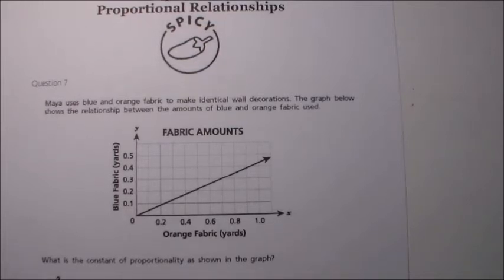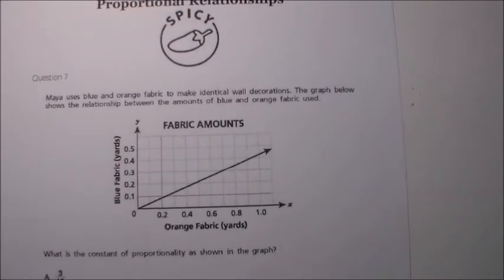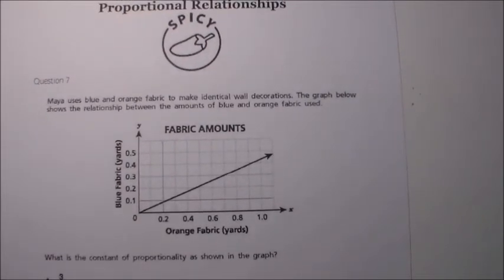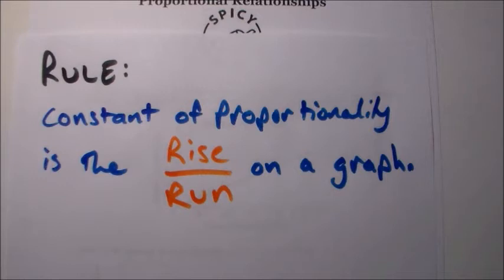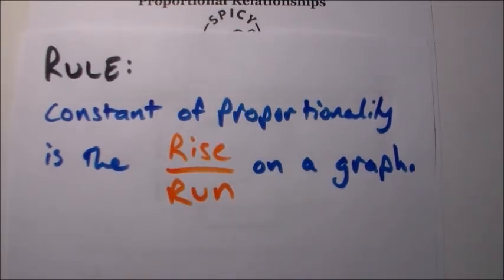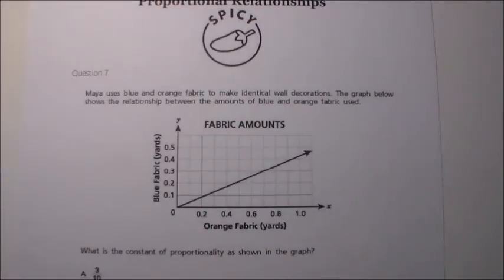And we digest that. We see a bunch of decimals. Again, decimals don't scare us anymore. And we're like, okay, what's the question? What is the constant of proportionality as shown in the graph? And there, we need to remember this rule. We've seen it before, so let's remember it forever if we haven't already. Constant of proportionality equals rise over run on a graph. So the constant of proportionality is your rise over run.